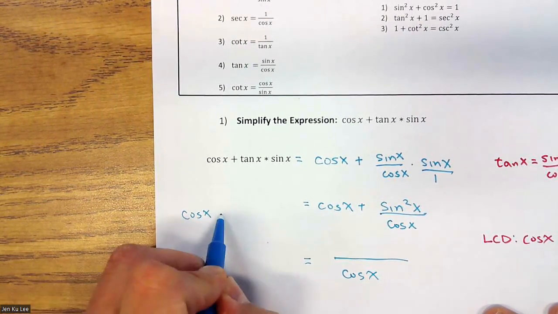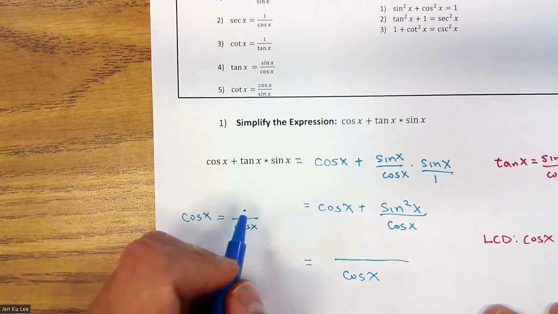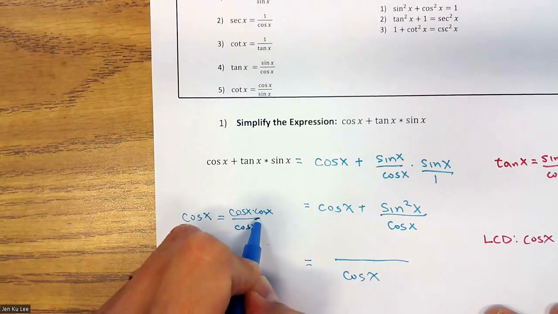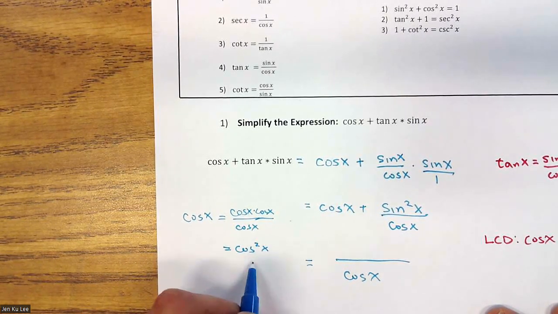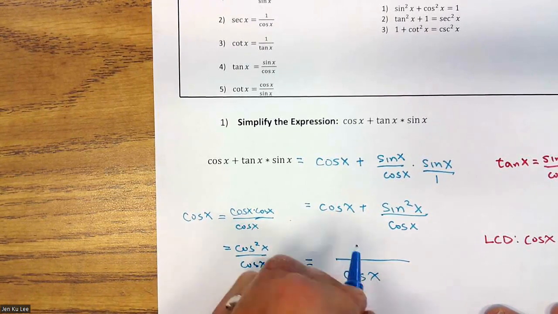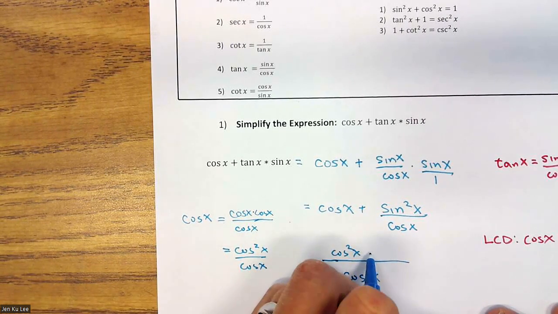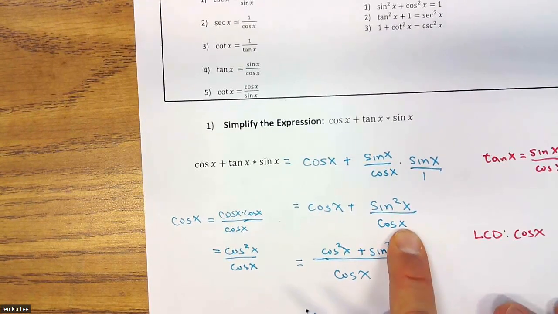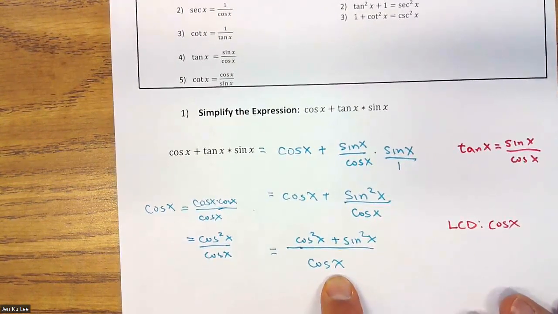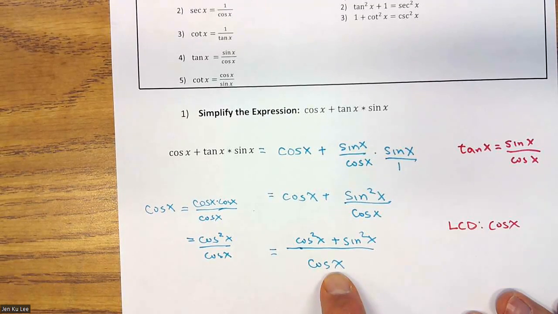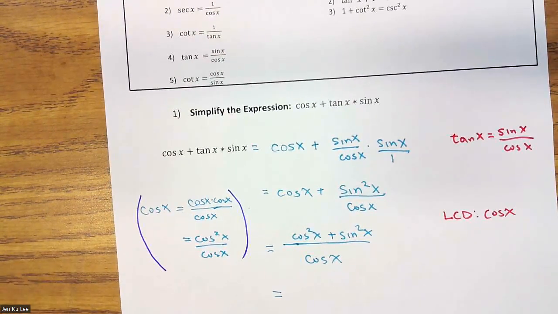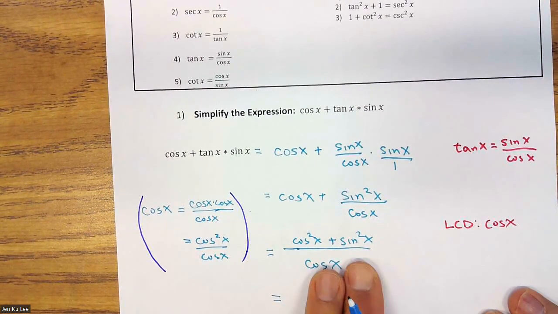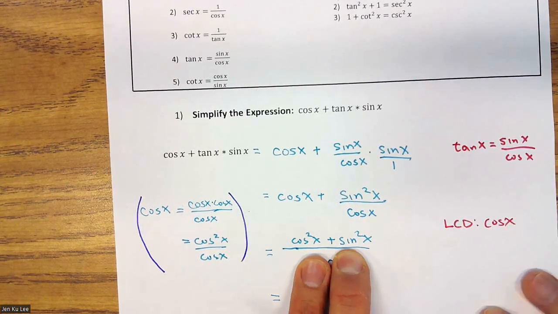A little sidebar here: in order for cosine of x to have a denominator of cosine of x, this has to be cosine of x times cosine of x. I'm going to multiply cosine of x to the top and bottom, making it cosine squared x over cosine of x. So here we have cosine squared x plus sine squared x over cosine of x, because this one already has a denominator of cosine. This was just a sidebar, so you don't really need it, but I showed it to you guys.